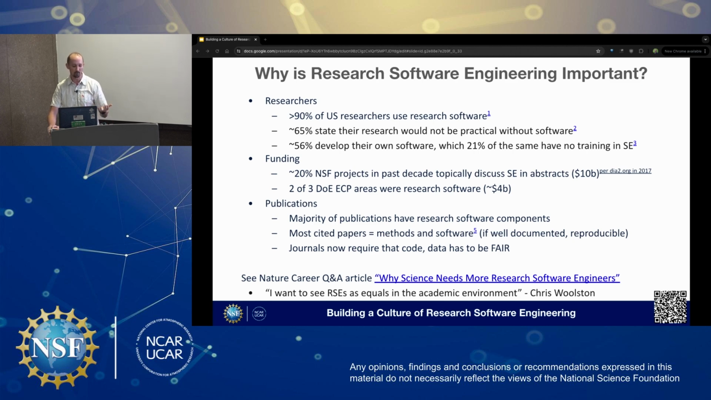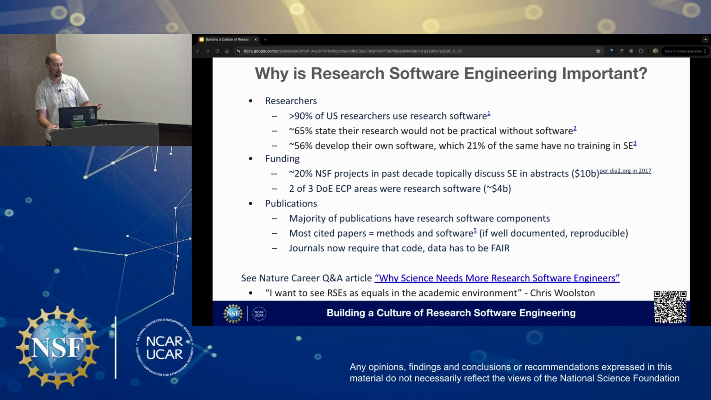Additionally, in terms of publications, the majority of publications now have research software components. The most cited papers tend to be ones that are methods and software focused, and there tend to be better rates of citation as well if they're well documented and reproducible. So there's an investment and value towards making sure that software that gets attached to publications is in fact done well, through better documentation practices and ways in which we're supporting researchers towards doing that in a meaningful way. So much so that multiple journals, including AGU, for example, now require that code and data has to be FAIR: findable, accessible, interoperable, and reproducible.